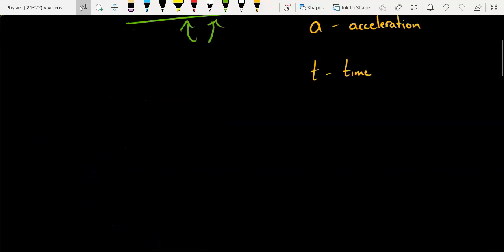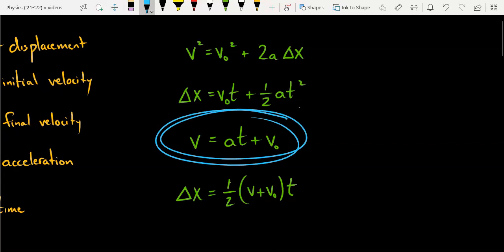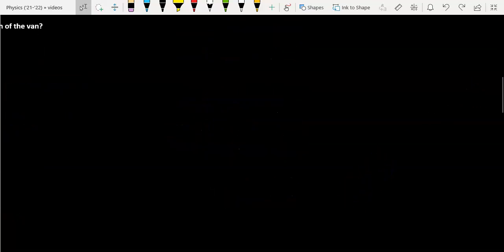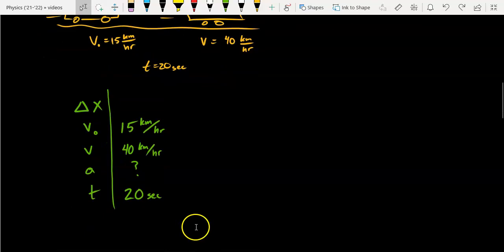So if I go back up to my little list, which one of these has those four different variables in it? And it ends up being, let's see, this one, right? Final velocity, initial velocity, acceleration, and time. So that's the equation that I'm going to be using to figure out what the acceleration is. So now we just plug and chug. It's the beauty of it, right?